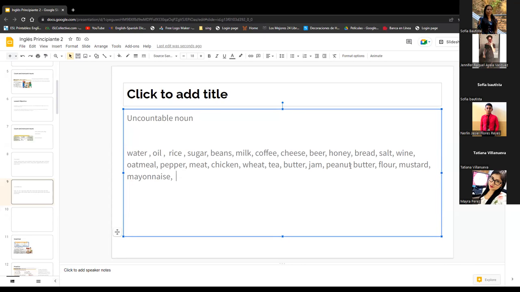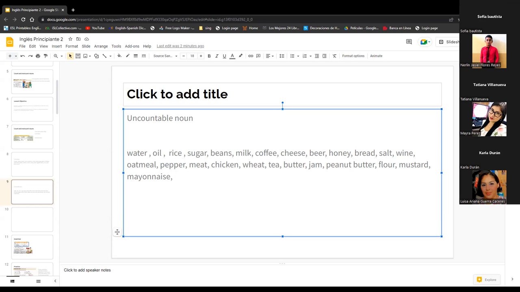Tea. Butter. Jam. Peanut butter. Flour. Mustard. Mayonnaise. Very good. Perfect. Let's see.